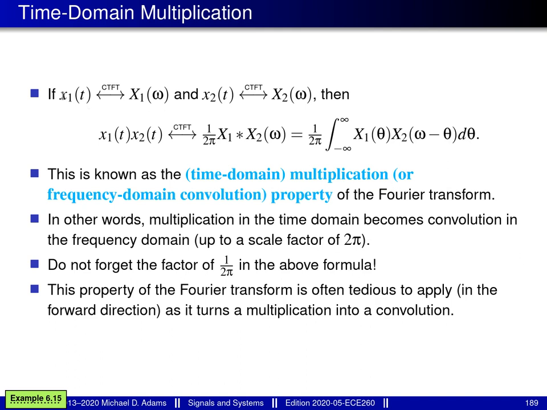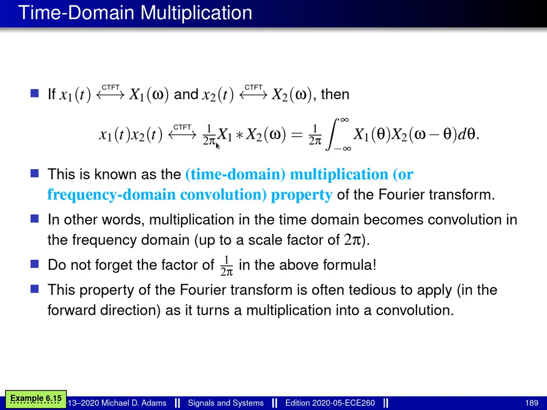If I have a function little x1 that has the Fourier transform big X1, and I have another function little x2 that has the Fourier transform big X2, then the Fourier transform of the product of these two functions, little x1 and little x2, is given by 1 over 2 pi times the convolution of their corresponding Fourier transforms, big X1 and big X2. In other words, multiplication in the time domain becomes convolution in the frequency domain to within a scale factor of 2 pi. And by the way, don't forget about the 1 over 2 pi scale factor. It's a common mistake to leave it out.